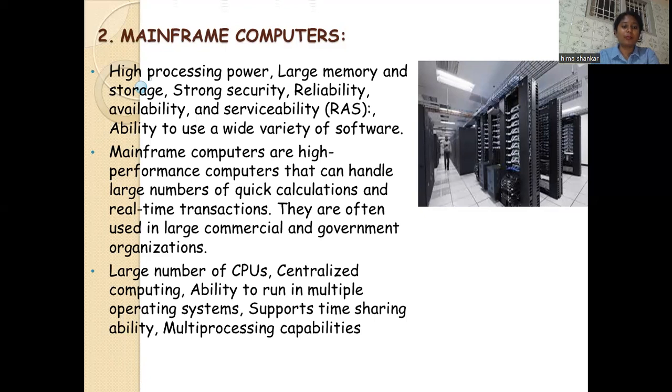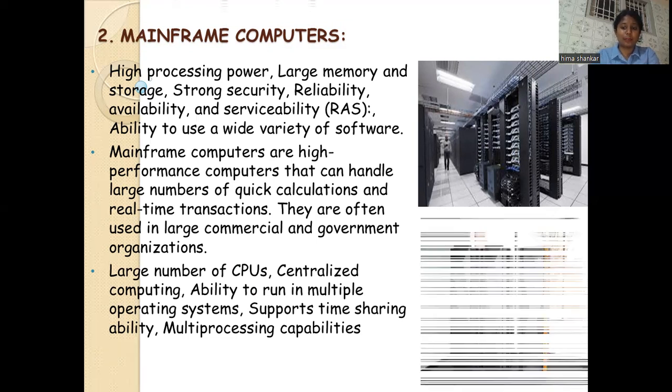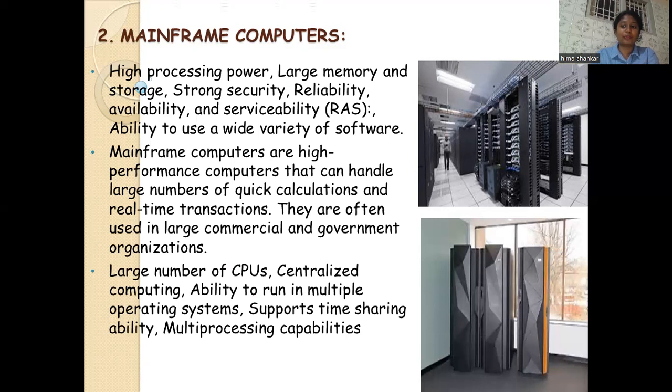High power performance. Mainframe computers can handle large number of quick calculations, real-time transactions. They are often used in large commercial and government organizations. Large number of CPUs, centralized computing, ability to run multiple operating systems, supports time sharing ability, multiprocessing capacities, etc. So we can see the main features of mainframe computers.